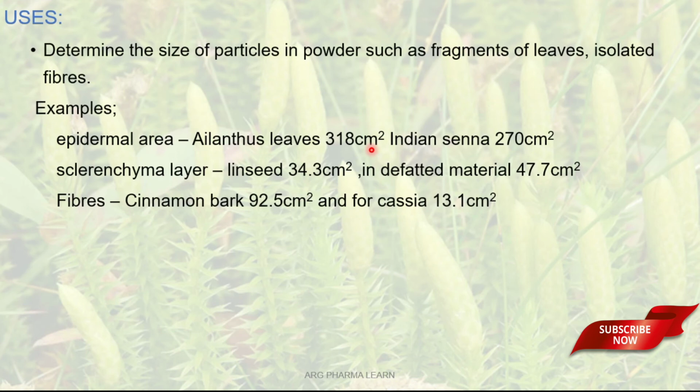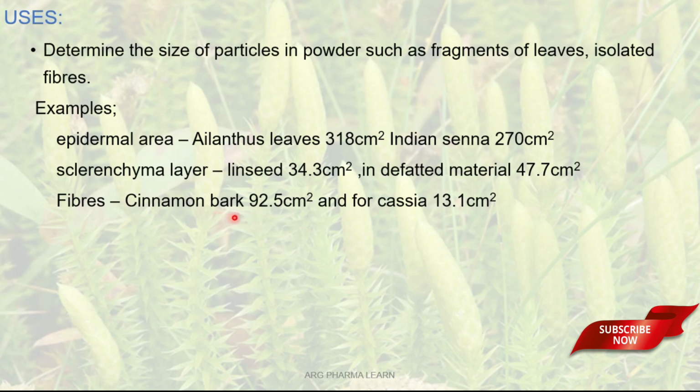The next example is the sclerenchyma layer. The area of this tissue per gram for linseed is 34.3 cm², and in the adulterated material it gives 47.7 cm² area per gram.